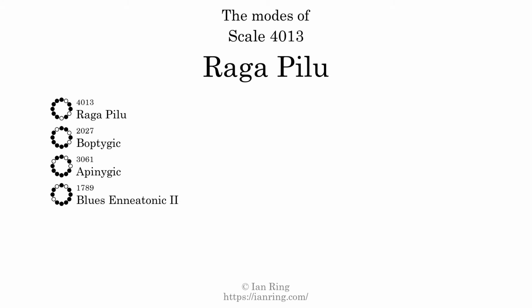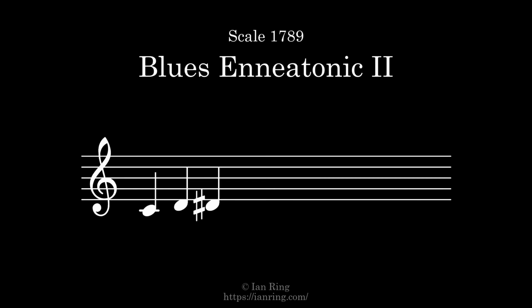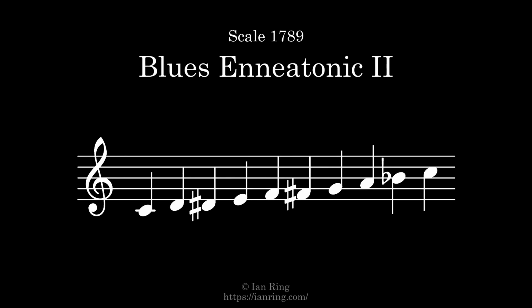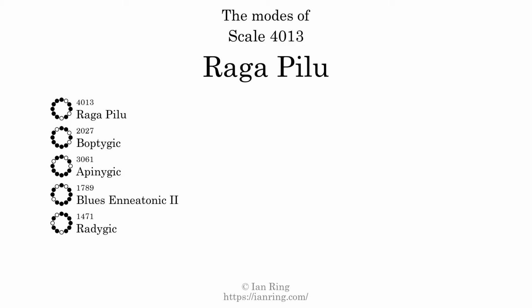The fourth mode is scale 1789, also known as blues enneatonic 2. It sounds like this. The fifth mode is scale 1471, also known as ridigic. It sounds like this.